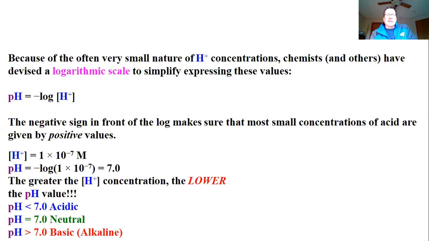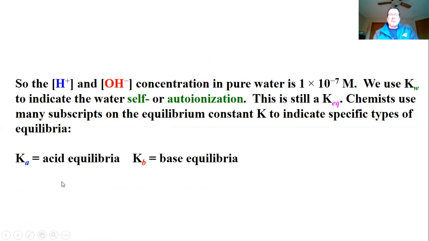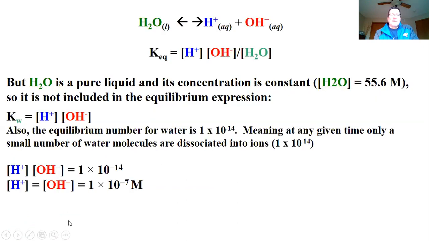If I throw in something basic, then really it's lowering the hydrogen ion concentration because it's raising hydroxide. If hydroxide goes up, then hydrogen has to go down because they're a balancing act. They're always in equilibrium, so it will shift the equilibrium to balance them out. So if hydrogen ions go up, hydroxide goes down. If hydroxide goes up, hydrogen goes down.